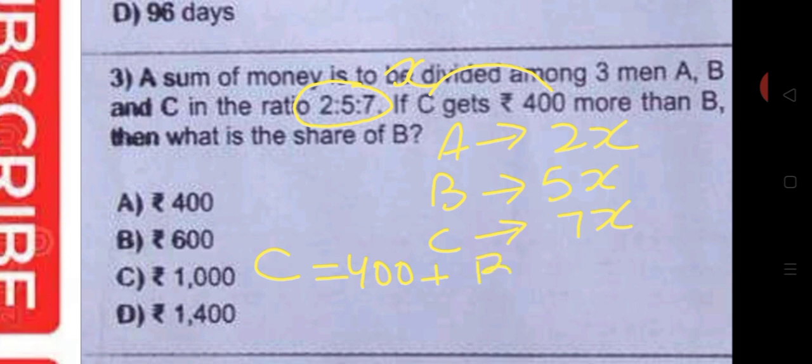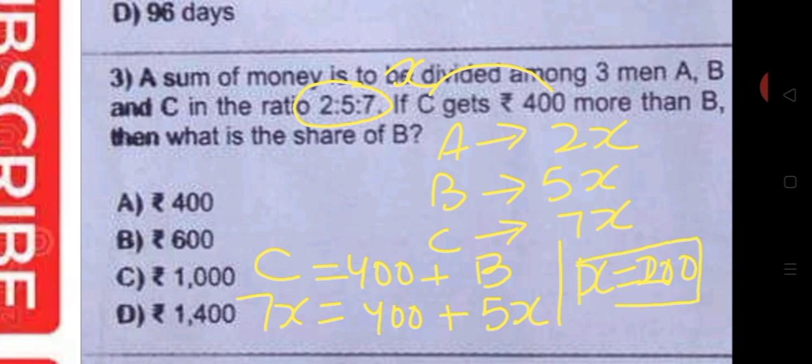So our C is 7x. 7x is equal to 400 plus B. B was 5x. When solving this, we get the value of x as 200. If x is equal to 200 and B gets 5x of the amount, then B will get 5 into 200, which is equal to 1000.